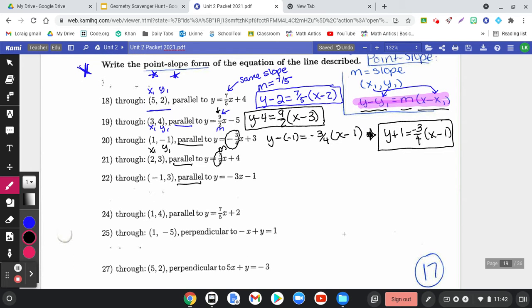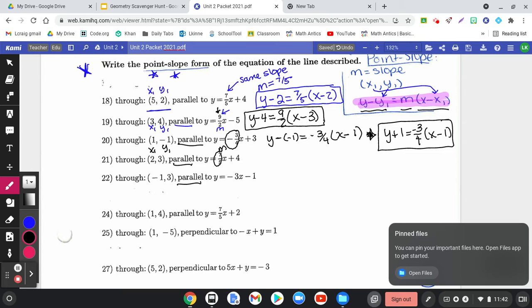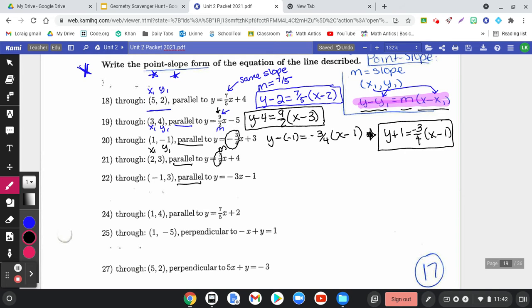All right, so let's do another one. Through the point 2, 3, parallel to 7/5 x plus 4, so there's your slope. So again, it's y minus 3 equals your slope, 7/5, times x minus the x value in your point. And that's it. This is not a formula that's given to you. There's a few formulas this chapter: slope formula, y equals mx plus b, and this one. So we'll have to make sure we're comfortable with those.